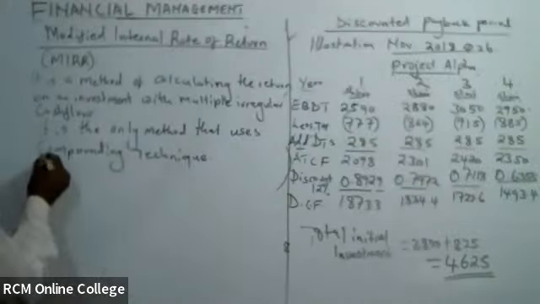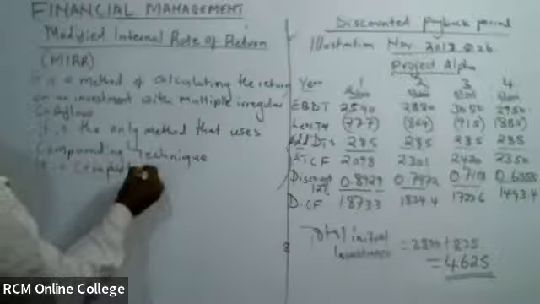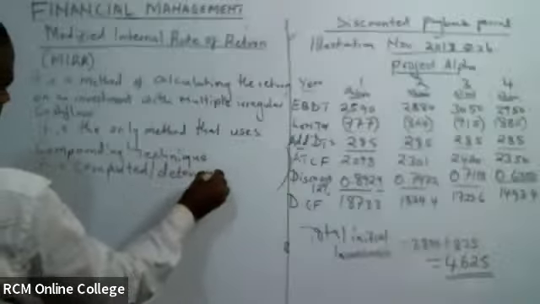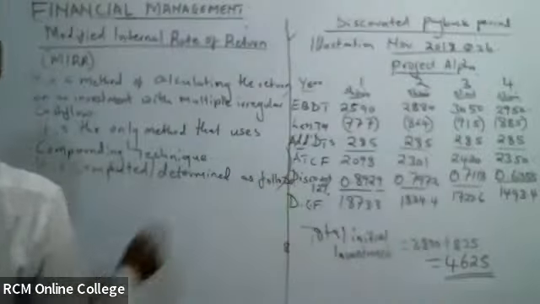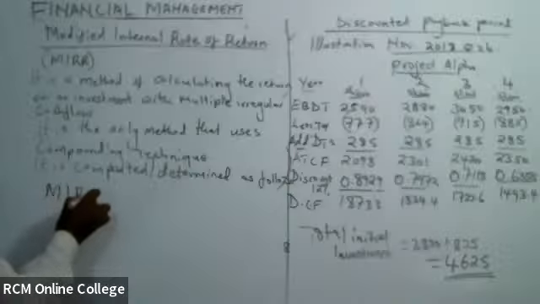It is determined as follows. So how do we get MIRR?